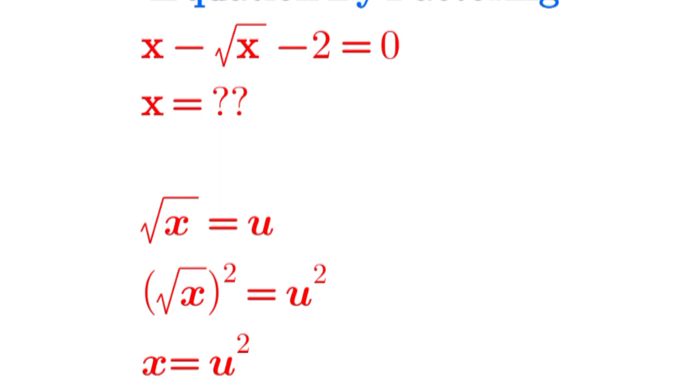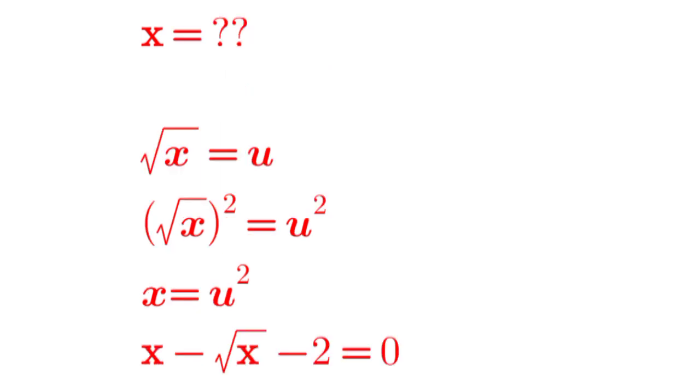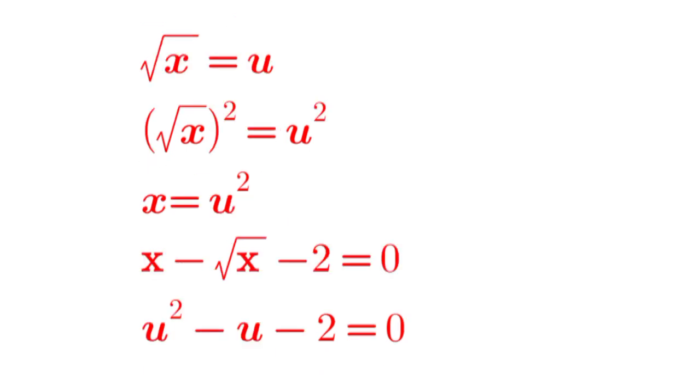So when we bring down our equation, which is x minus the square root of x minus 2 is equal to 0, we are going to substitute the value of our x with u squared. So first of all, we have u squared minus u minus 2 is equal to 0. And obviously, we have u here because when you put u squared under a square root, the square root is going to cancel the square.